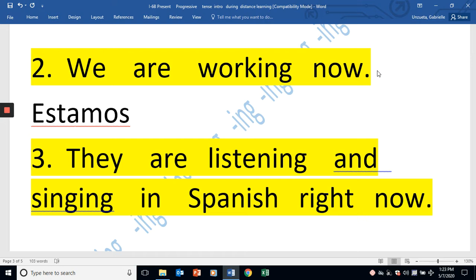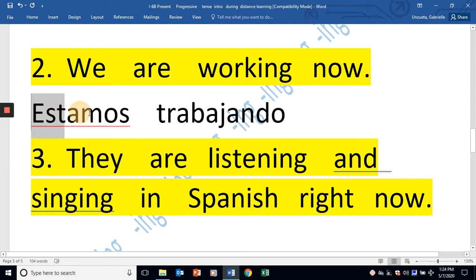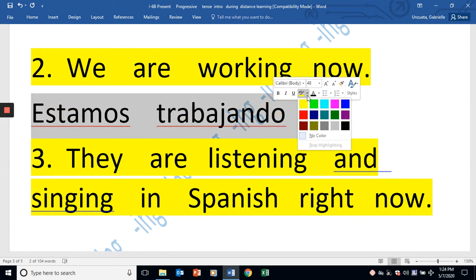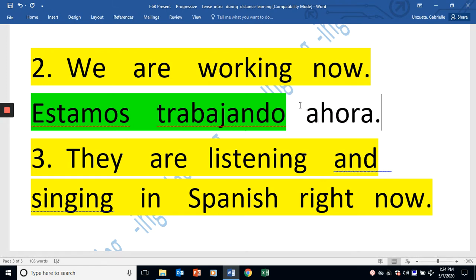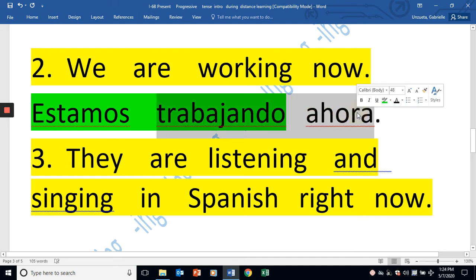Working. My verb to work is trabajar. And I want the ando. I want the ing thing. Ando, because it's an AR verb. Estamos trabajando, estamos trabajando. Right now is the word ahora. Ahora vamos a cantar, a cantar, a cantar. And read the whole thing with me.